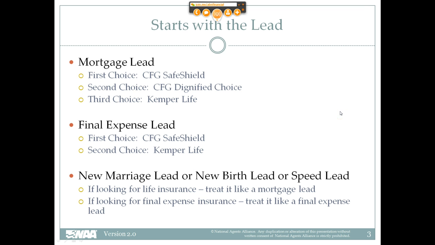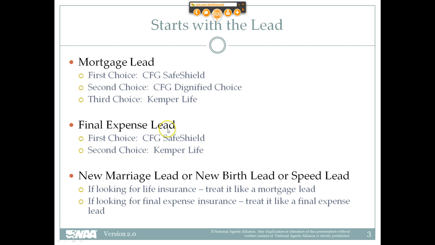Okay, so it really starts, Debbie, with the lead that you're going to be running. When you run a mortgage lead, the first thing we're going to try to do is see if they qualify for the Safe Shield mortgage term product. If their health is such that they cannot qualify for that, then we're going to try to put them into the Dignified Choice whole life product. And if their health doesn't qualify them for that, then we know that we can get them covered for Kemper. Okay, so for a mortgage lead, those are the three products that we want to consider.